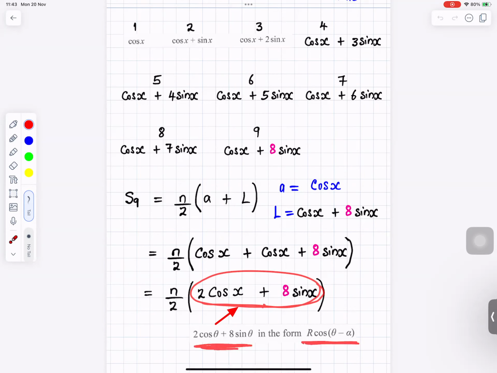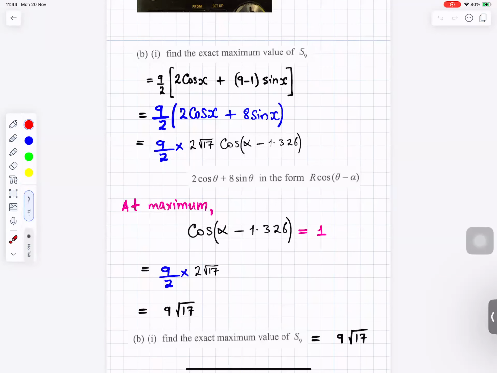And you change it to the form R cos(theta minus alpha). So 2 cos x plus 8 sine x, because you change it, becomes 2 root 17 cos(x minus 1.326). So at the maximum, you want the cosine to be 1, since the maximum value for cosine is 1. So that means 2 root 17 times 9 over 2. The 2 will cancel, and you get 9 root 17. This answer is 9 root 17.